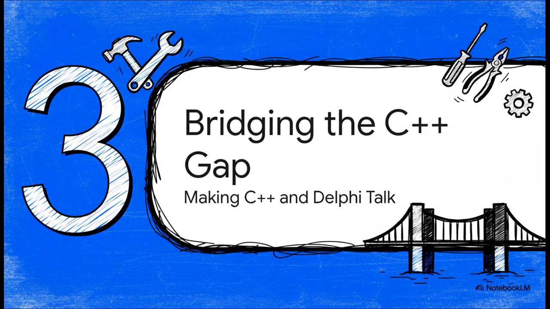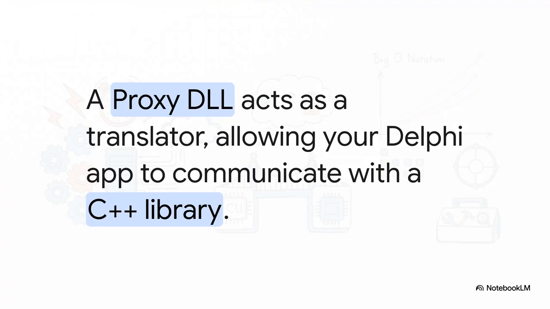So C++ libraries are awesome. They're super powerful. But there's a catch. Your Delphi application can't just talk to a C++ library directly. Under the hood, they handle things like objects and memory so differently that they basically don't speak the same language. So, how do we get around that communication barrier? Simple. We build a bridge.